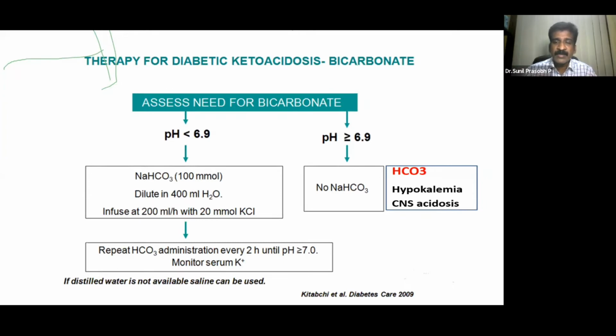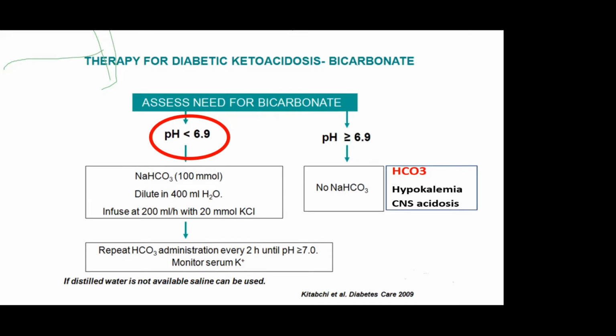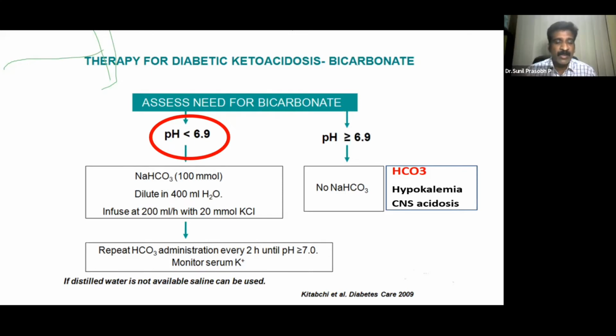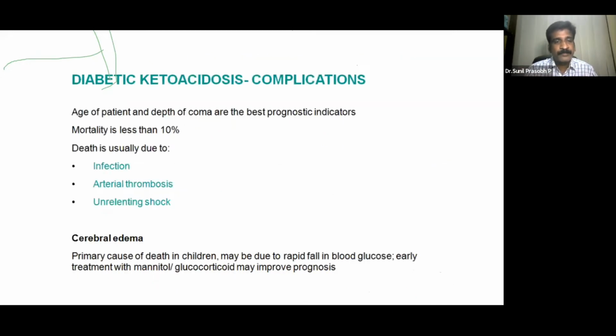So if the patient has a pH of more than 6.9 to 7, don't give bicarbonate. That is the thing that is being told. If the pH is less than 6.9 or 7, then you should definitely give bicarbonate. Sodium bicarbonate, we can give 100 millimoles diluted in 400 ml water and infuse at a rate of 200 ml per hour, along with potassium, because as I have already told you, when you are giving bicarbonate, there is a chance of hypokalemia. So along with bicarbonate, you should add potassium also.